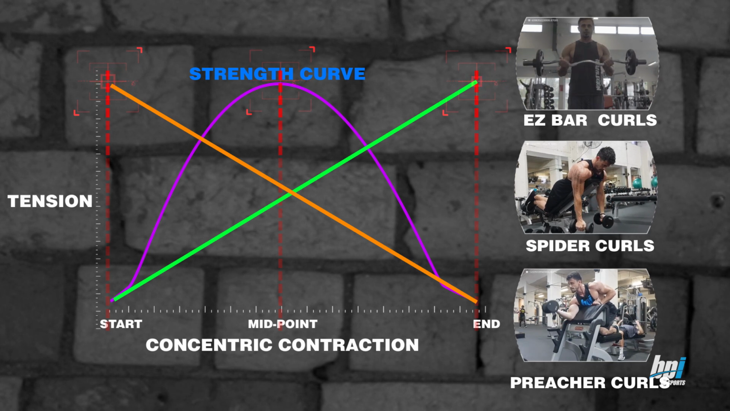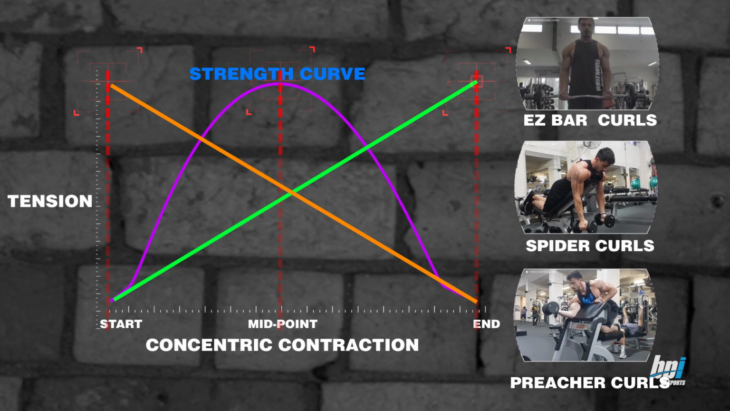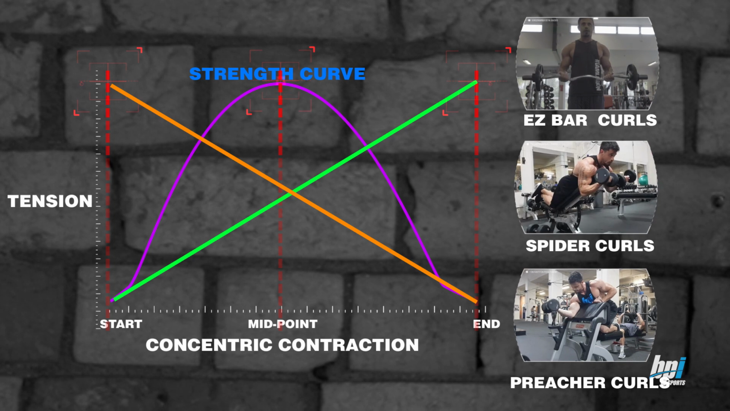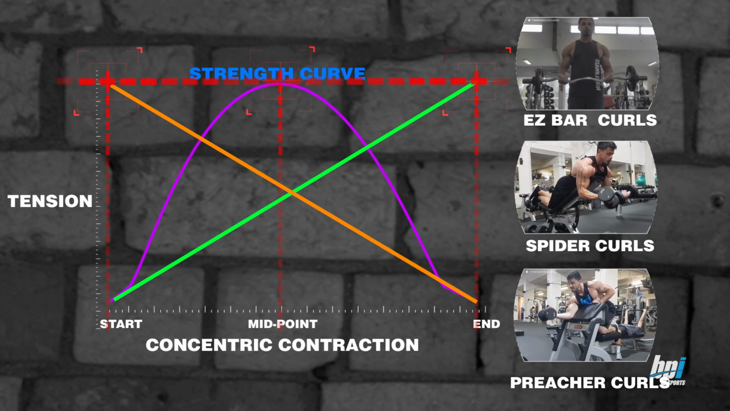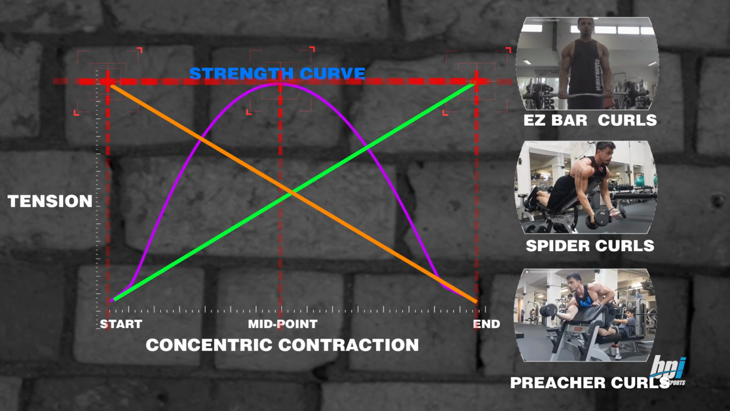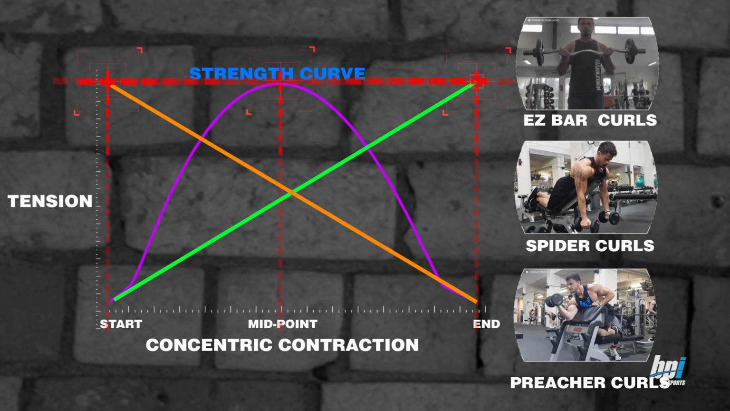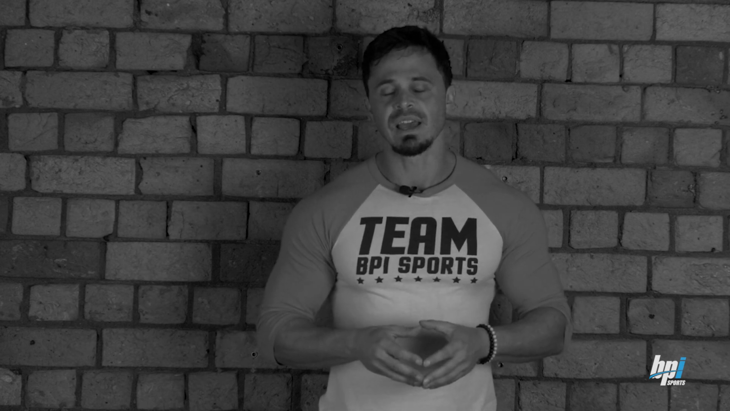By structuring these three different exercises with complementary strength curves, you can create high muscular tension at all points of the targeted muscle's contractile range, meaning we're stimulating and triggering complete hypertrophy at the biceps. Let's look at another example just to make sure that we're all clear.